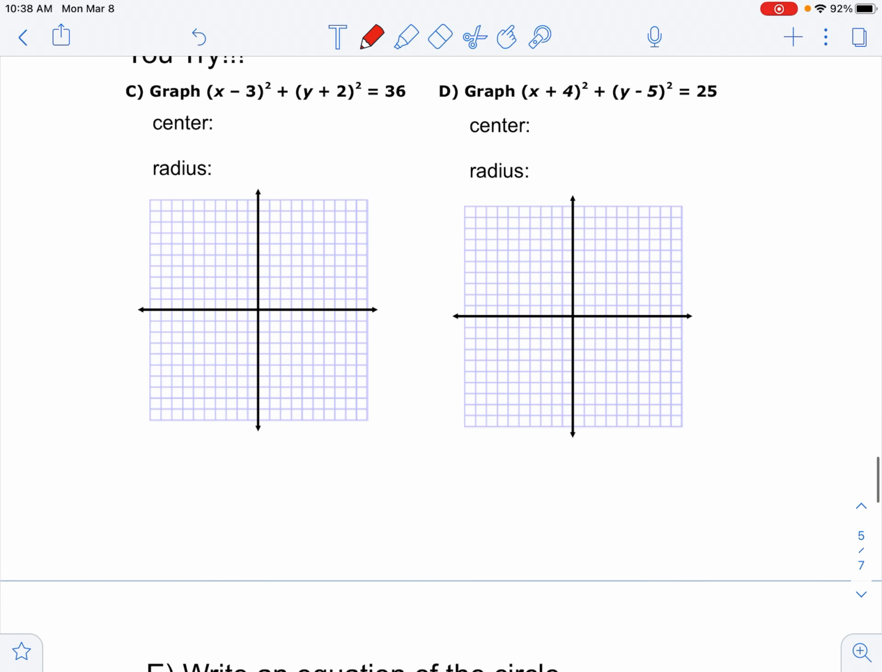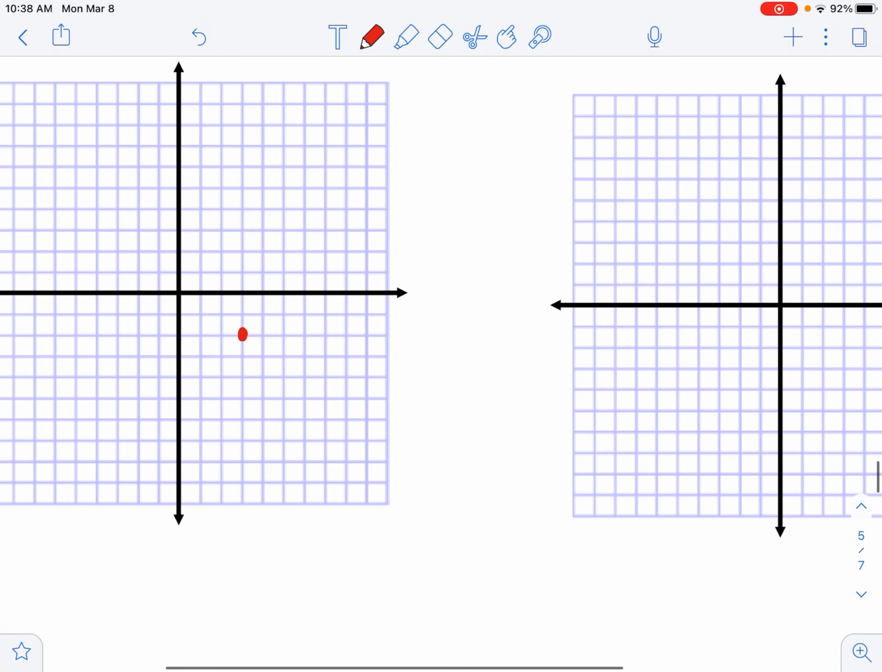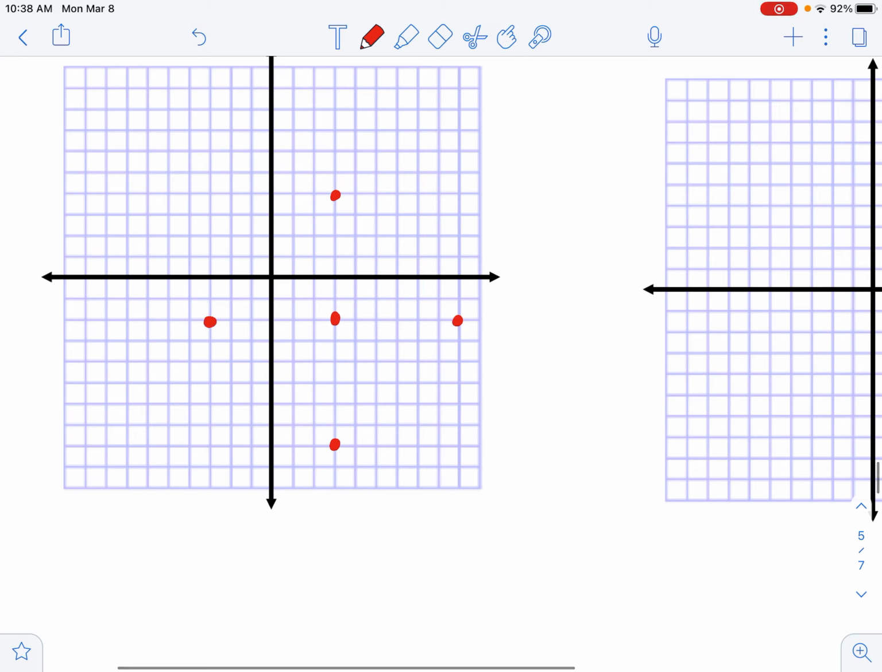All right, go ahead and pause the video and try these 2 on your own. Let's see how you did here. You should have your center (3, negative 2). Your radius is 6. So (3, negative 2), a radius of 6. I'm going to go up 6, down 6. Oops. I was counting. That's why I have that mark there. And then right 6 and left 6. And then I can go ahead and connect these 4 points here to make my circle.